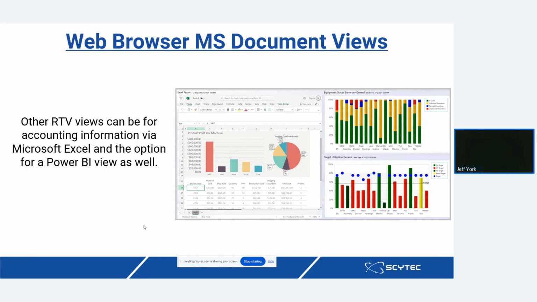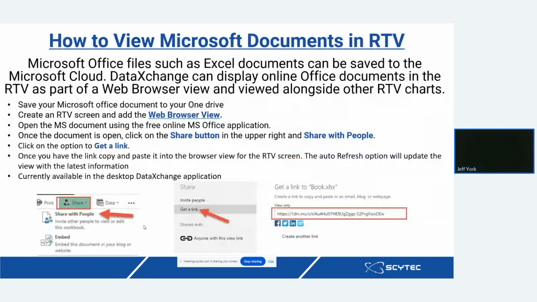Now, the way to do this is Microsoft files such as Excel documents can be saved to the Microsoft Cloud. DataXchange can display online Office documents in the RTV as part of the web browser view and view alongside other RTV charts. So the way that you can do this is you can save your Microsoft Office document to your OneDrive, and then you can create an RTV screen the way that I just showed you and add the web browser view.